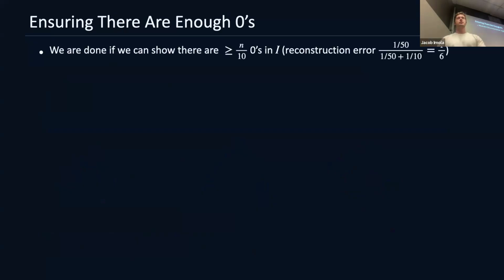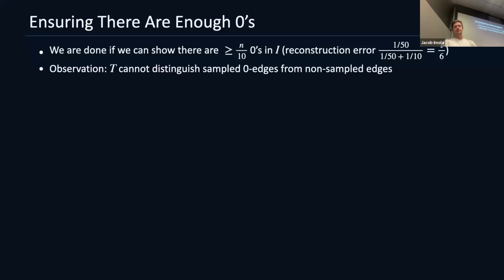Now, to come up with a contradiction, we need to show there's a lot of zeros. If you had n over 50 zeros in I as well, that would be fine by the reconstruction lower bound. But if you had like n over 10 zeros, then you would be reconstructing too much of I. So we're going to show that there's like n over 10 zeros in the reconstructed set.